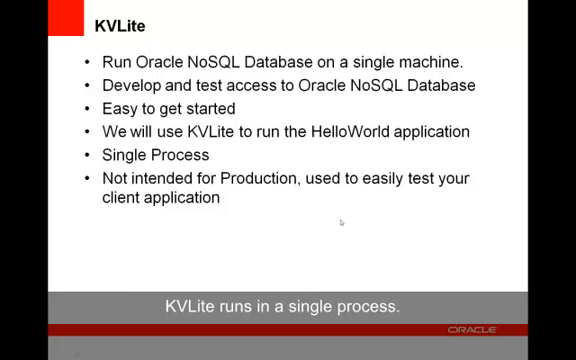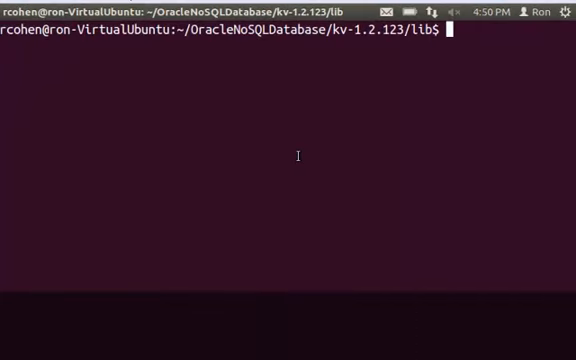We are going to run on a special version of Oracle NoSQL Database named KV Lite. KV Lite is used to develop and test access to Oracle NoSQL databases. It's single process and not intended for production. It's a great way to learn the API and also to test your functional code on a single computer. Let's start KV Lite and confirm that it is running.